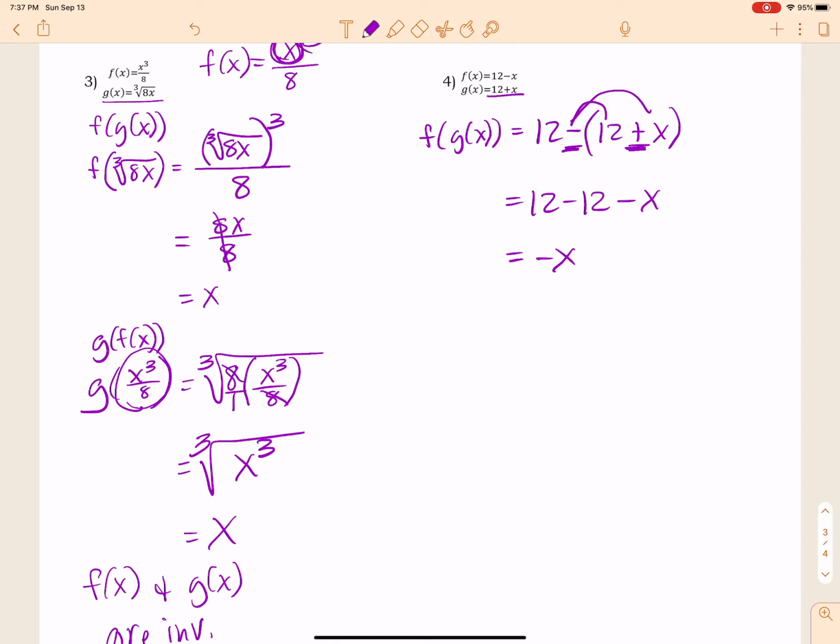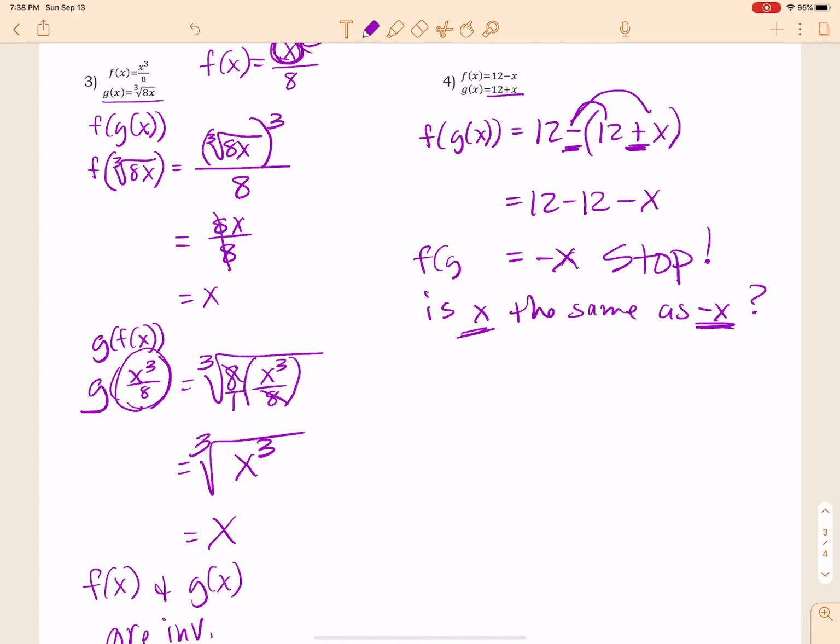All right, we need to stop right here and pay attention. Kids, is x the same as negative x? Now, a lot of students will ask me something silly here, and they'll go, well, what difference does it make, Miss Griggs? X with a negative in front of it is still the same thing as x. No, it's not. This is clearly different from this. So I'm going to ask you this again. Is f of g of x equal to positive x? No. F of g of x is equal to negative x.